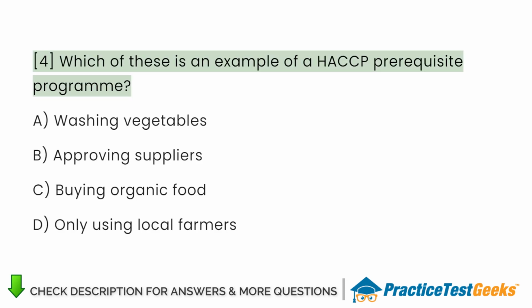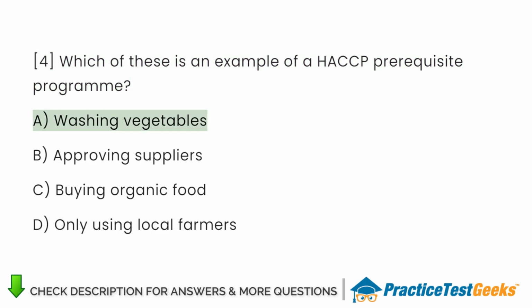Which of these is an example of a HACCP prerequisite program? A. Washing vegetables. B. Approving suppliers. C. Buying organic food. D. Only using local farmers.